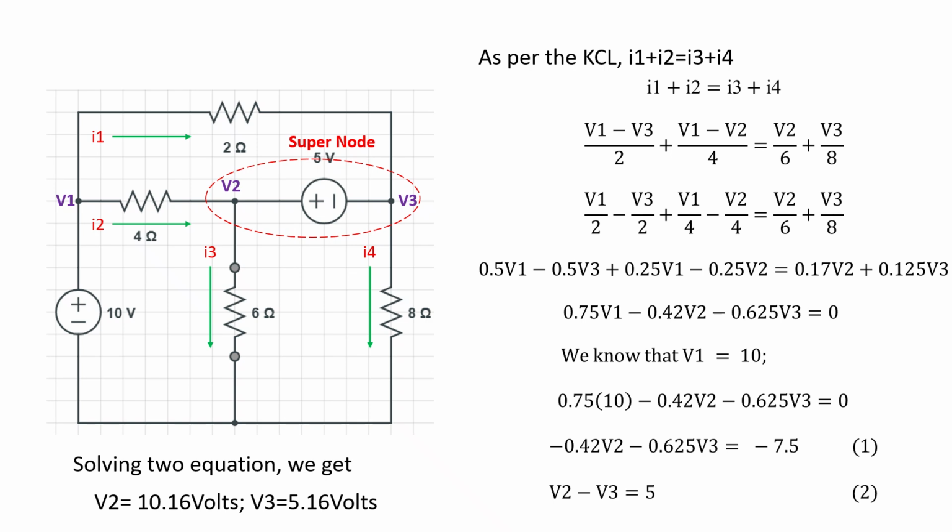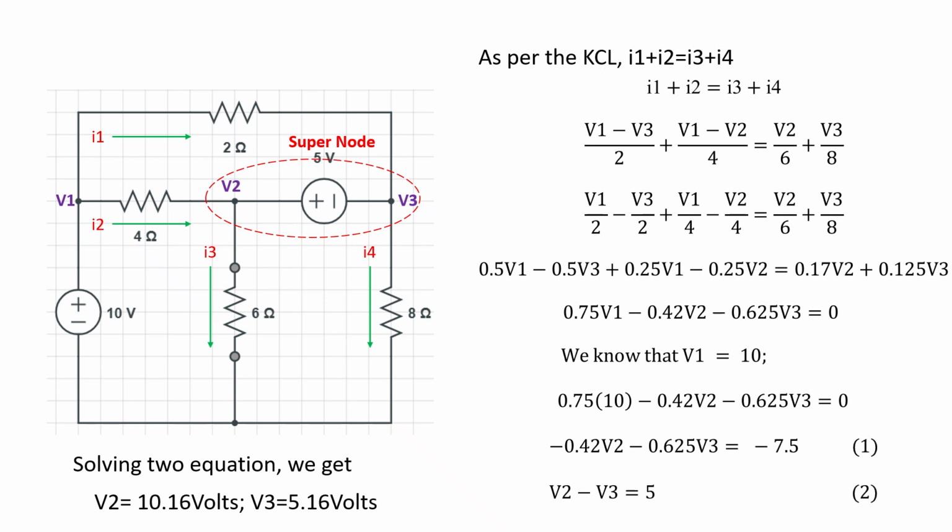So the current from the source is I1 plus I2 equal to I3 plus I4. I2 is equal to I3 and I1 is equal to I4. As per the KCL, I1 plus I2 equal to I3 plus I4. Now once you have this equation, rewrite the equation.